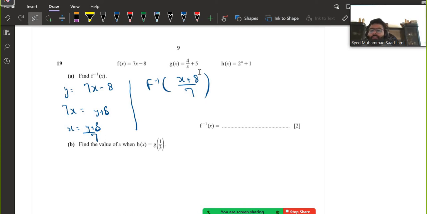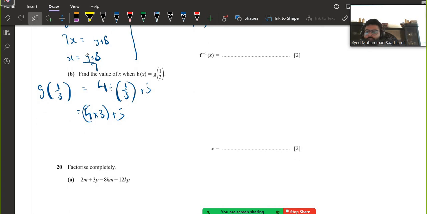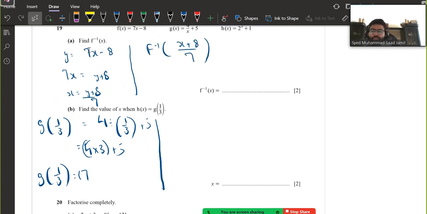Next question, it says find the value of x when h of x is equals to g of 1 upon 3. So first find g of 1 upon 3. Just plug this value 1 upon 3 in g. It will become 4 divided by 4 upon x means 4 divided by x. So I will write 4 divided by 1 upon 3 plus 5. This turns out to be 4 multiplied by 3 because reciprocate, plus 5. 12 plus 5 is 17. So g of 1 upon 3 is equals to 17. Okay. Now it says h of x is equals to 17. That is what the question is basically saying.